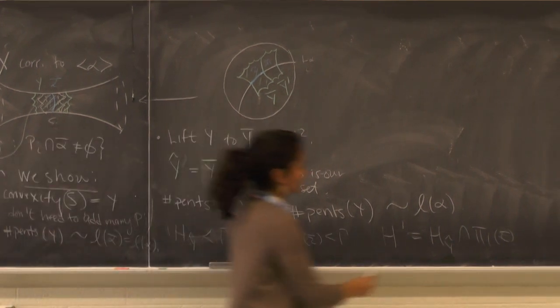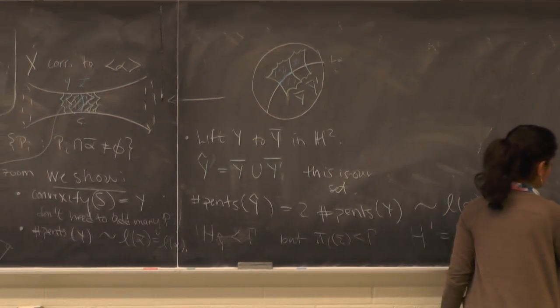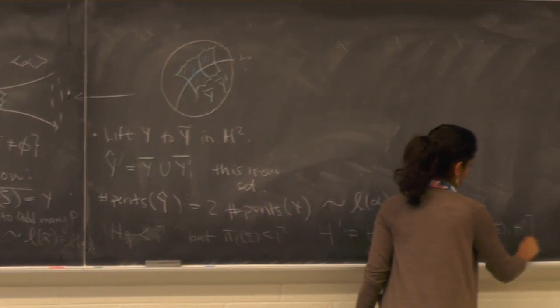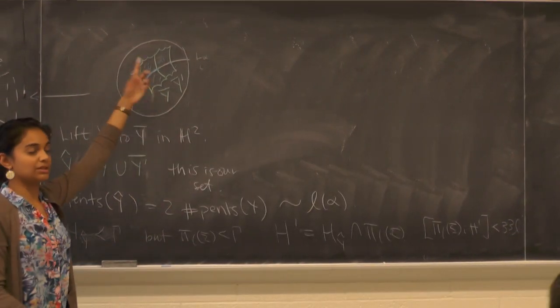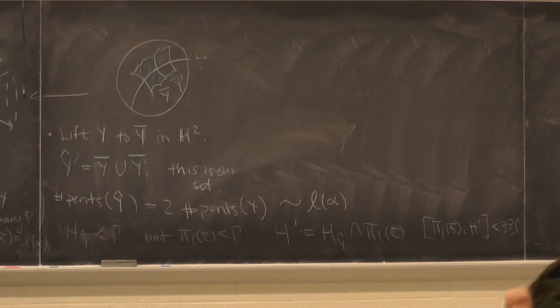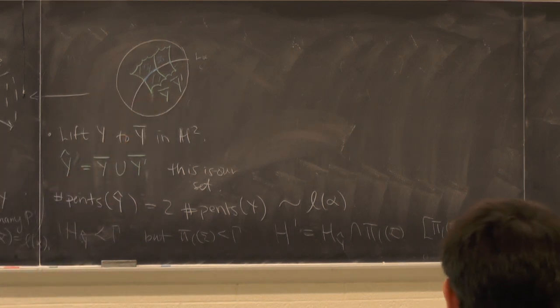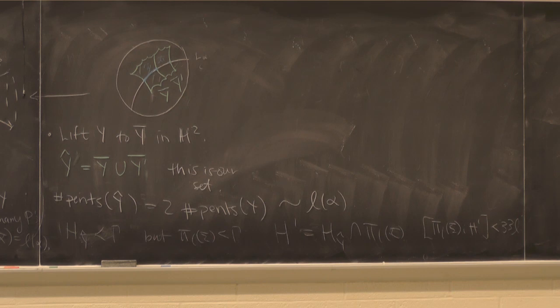Okay, and I'll say again, remember, the index of this group inside of the fundamental group is now bounded by 33L. So you can actually calculate the specific number there. Okay, so this sort of shows you some of the ingredients that go into residual finiteness.